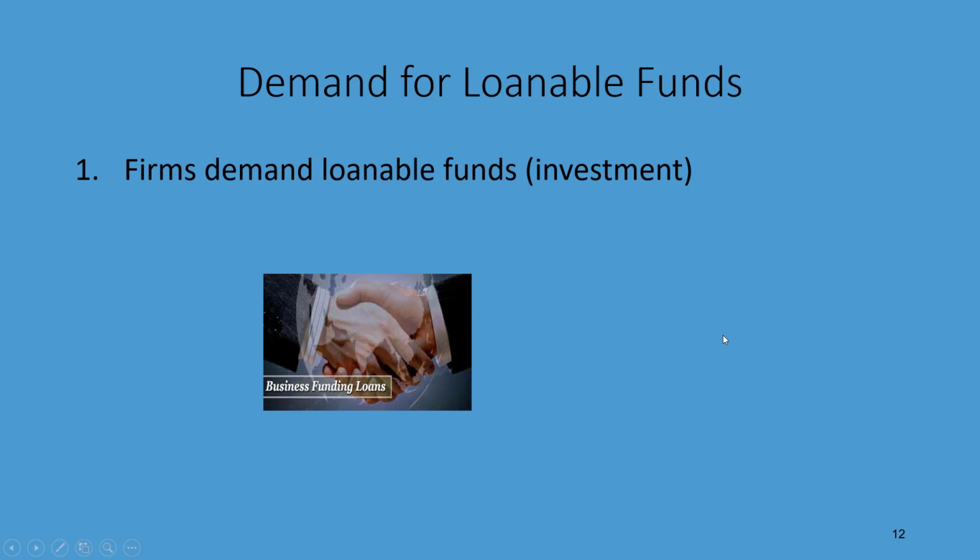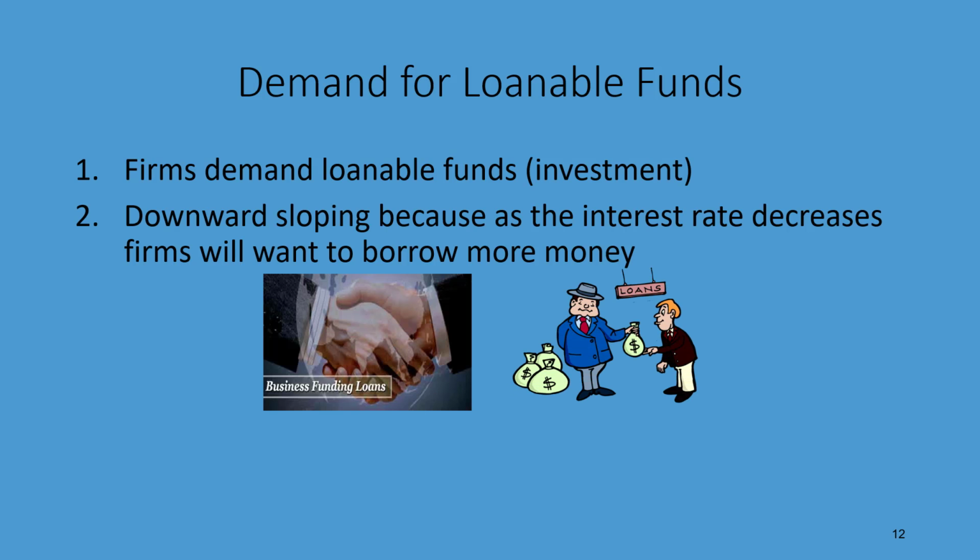So think of businesses as the ones who are doing the demanding here. They're demanding loanable funds, mostly so they can invest in more business ideas. So open up a new factory, or maybe get some more equipment for their firm or their business. So the firms or businesses are the ones who are demanding loanable funds. And then it's downward sloping because we tend to like to borrow money at a lower interest rate. If you're out there trying to, say, get a mortgage for a house, you want the lowest interest rate possible. Ways to do that are to make sure you have a 20% down payment, and a good credit score and a good credit history.